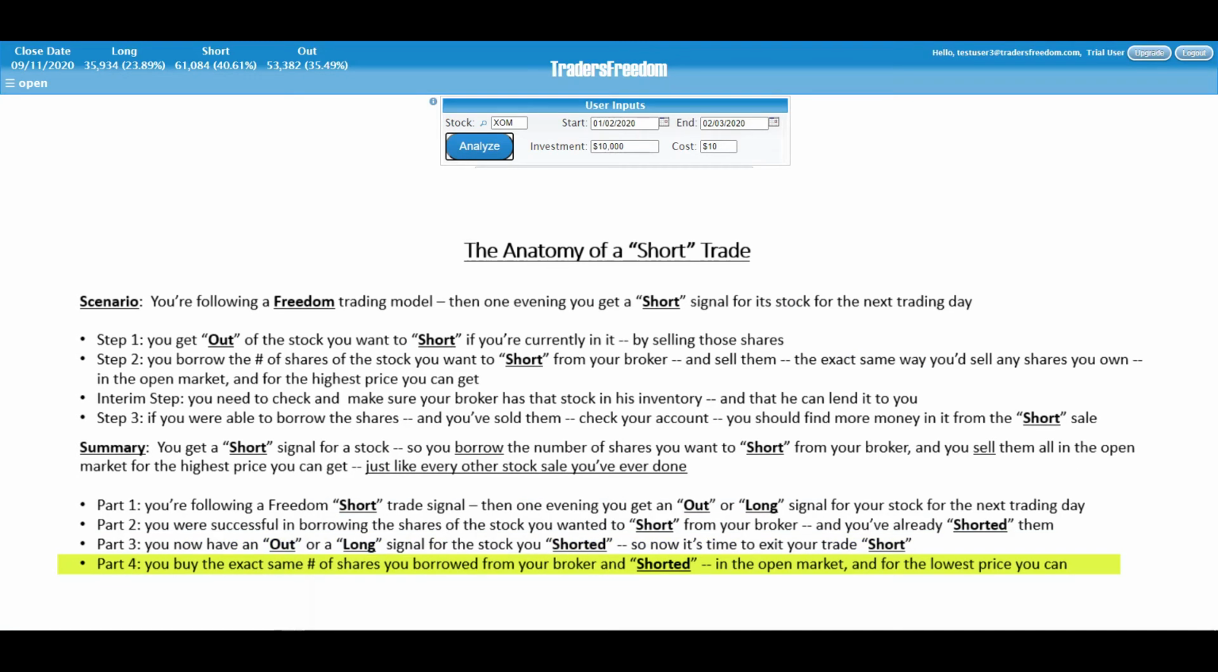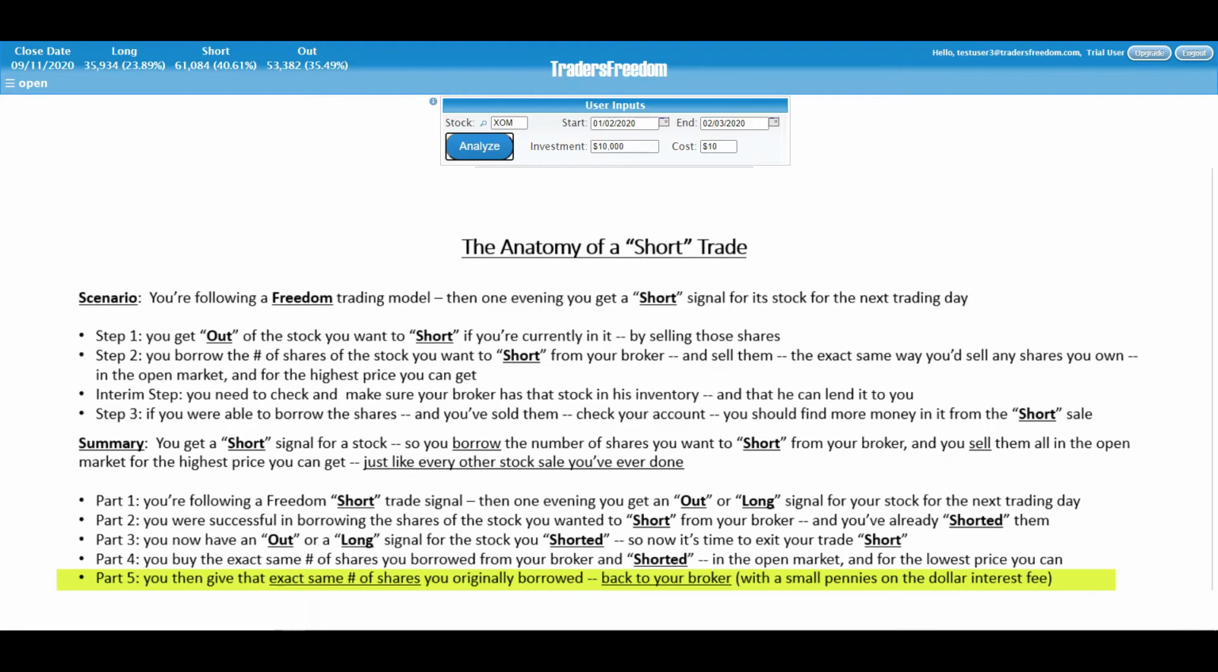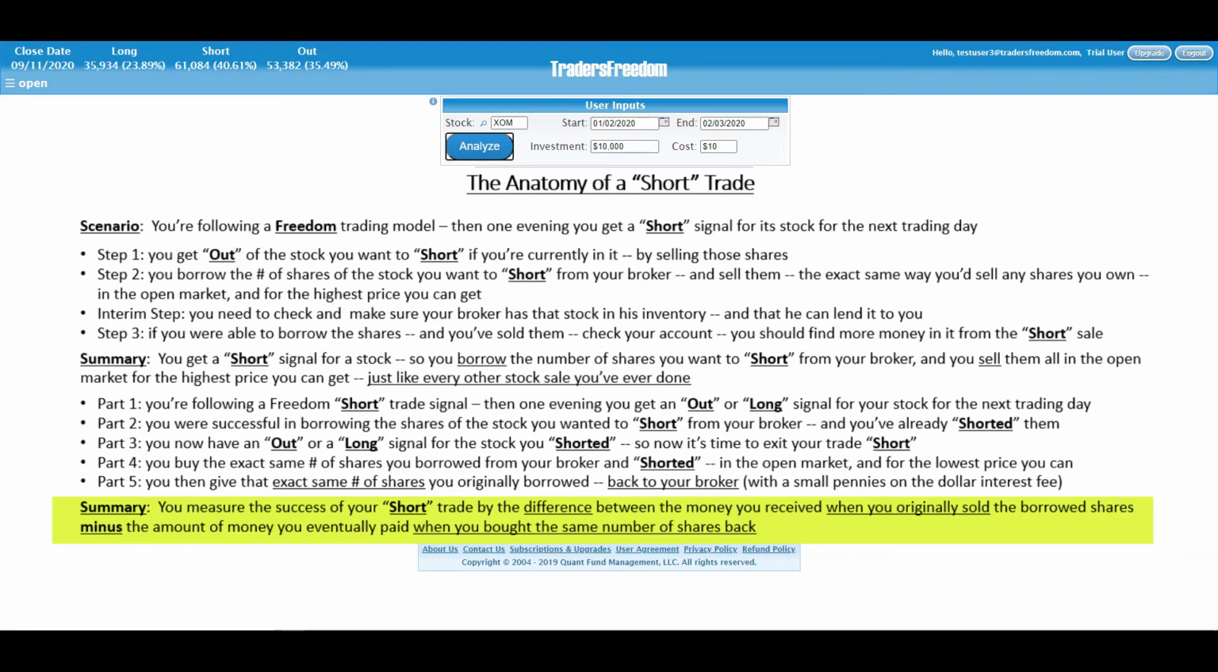Part number 3. To close out your short trade, you need to buy the same number of shares you borrowed on the open market for the lowest price you can. This is how you complete your short trade and get back the borrowed shares you need to give back to your broker. And you measure the success of your short trade by the difference between how much you received when you originally sold the borrowed shares minus how much you paid to buy back the same number of shares and give them to your broker.